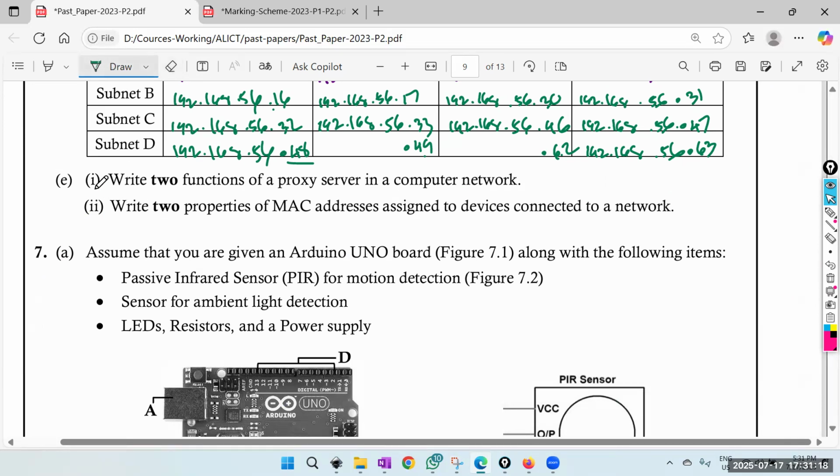E. Write two functions of proxy servers in a computer network. Remember, proxy server is the examiner's favorite device, right?